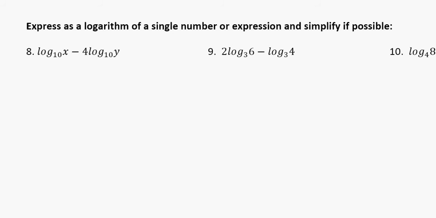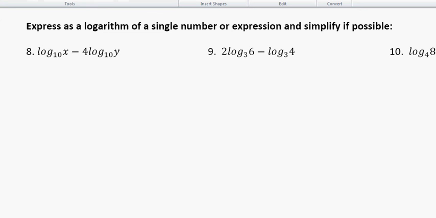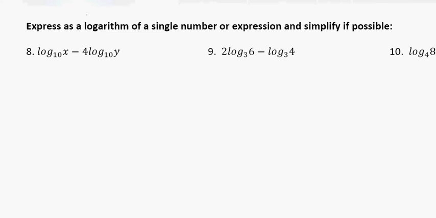Okay, welcome back to part 2 of our lesson on the properties of logarithms. In the previous lesson, we were working on expanding a single logarithm into the sum or difference of logarithms. Now we're going to actually work in the opposite direction. We're going to take logarithms and condense them back under a single logarithm, which becomes very useful in evaluating and then solving equations.